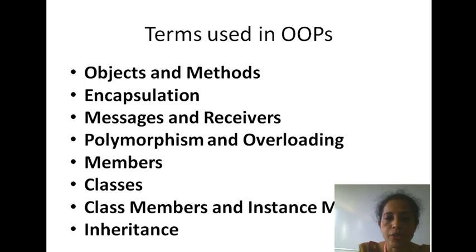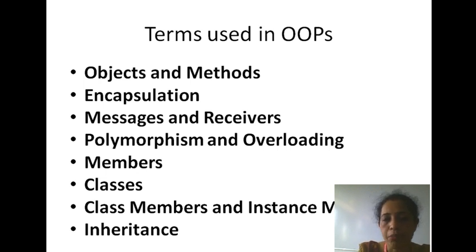Next is polymorphism and overloading. Polymorphism means we can define more than one form in object-oriented programming, and with the help of polymorphism, we can get overloading also.